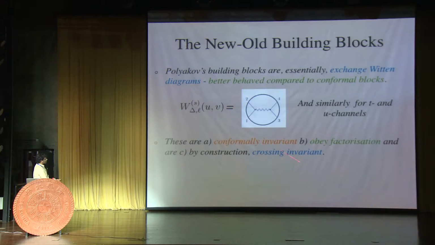And these building blocks satisfy our criteria. They're conformally invariant. They obey factorization. They come from a field theory, and they obey factorization, and this will be manifest in Mellin space. And by construction, they're crossing invariant because you're summing over all three of them.